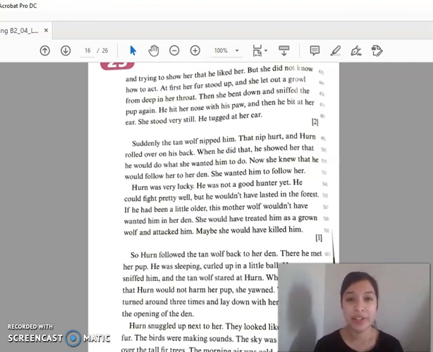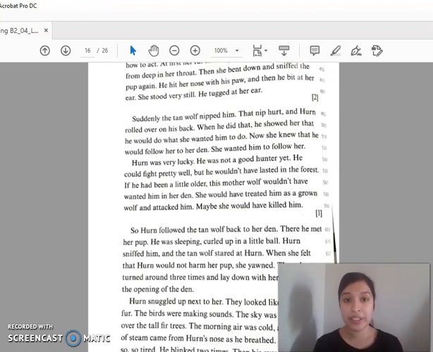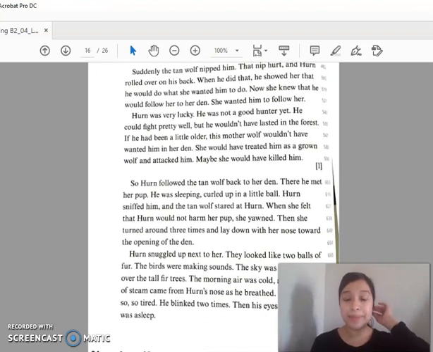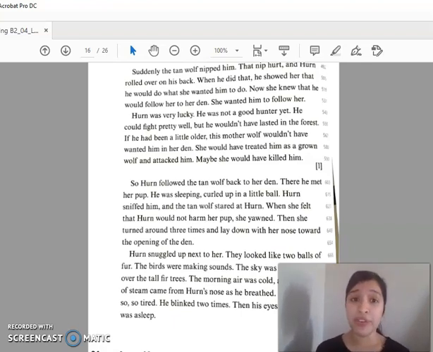He hit her nose with his paw, and then he bit at her ear. She stood very still. He tugged at her ear. Suddenly, the tan wolf nipped him. That nip hurt, and Hearn rolled over on his back. When he did that, he showed her that he would do what she wanted him to do. Now she knew that he would follow her to the den. She wanted him to follow her.